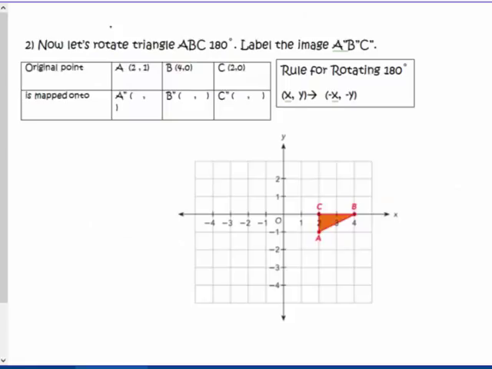Now let's rotate triangle ABC 180 degrees. Now remember, rotating 180 degrees, it doesn't have to tell you clockwise or counterclockwise because it's the same movement. So the original point A, turning my paper upside down, goes to -2, 1. And B double prime is now -4, 0. And C double prime is -2, 0.